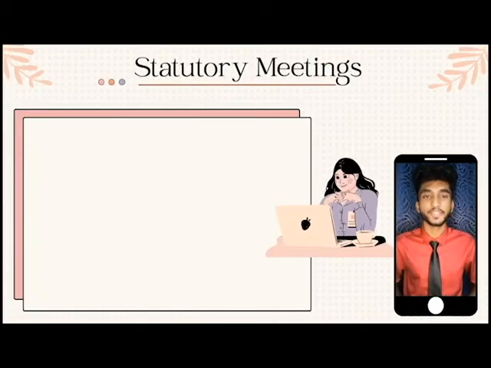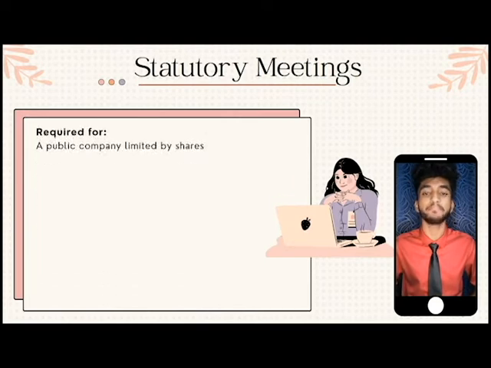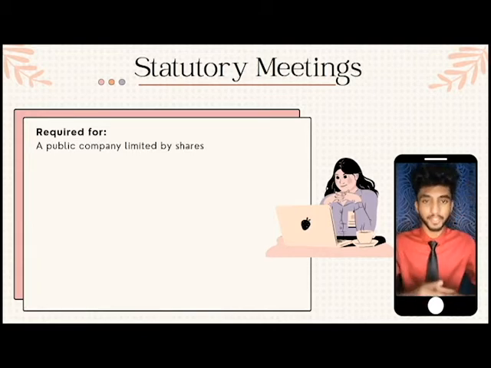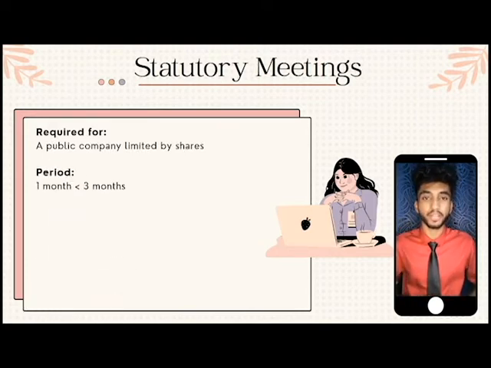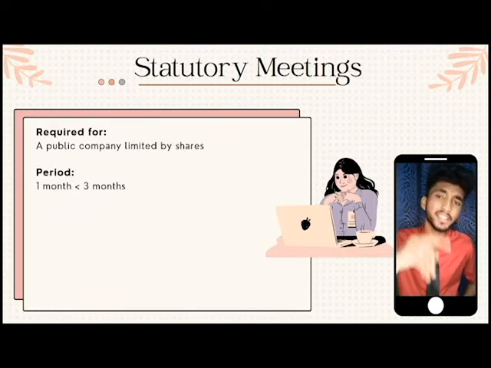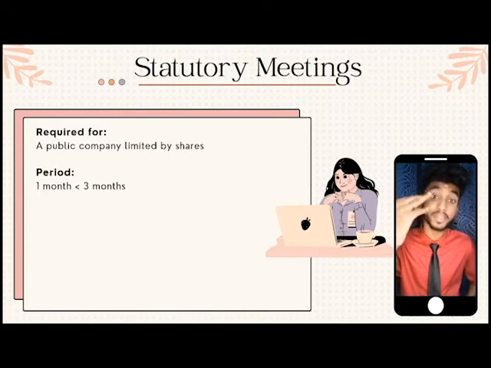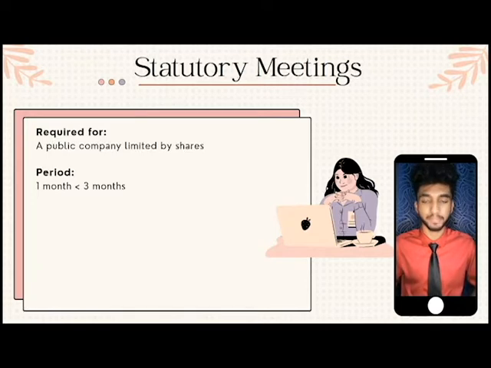First is the statutory meeting. This is the first meeting of the shareholders of a public limited company, which must take place within a particular time after it is formed and is held only once in the lifetime of the company. This meeting should be conducted within a period of not less than 1 month and not more than 3 months from the day on which the company is entitled to commence business.